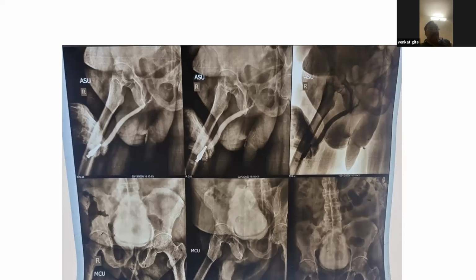Sir. So how to visualize the posterior urethra? The posterior urethra we should not comment on in ascending urethrography. For that, we should do, while doing the RGU, MCU, to visualize the posterior urethra. That's what I am asking.